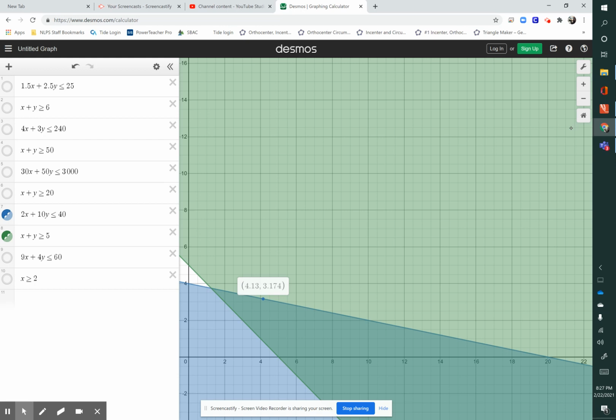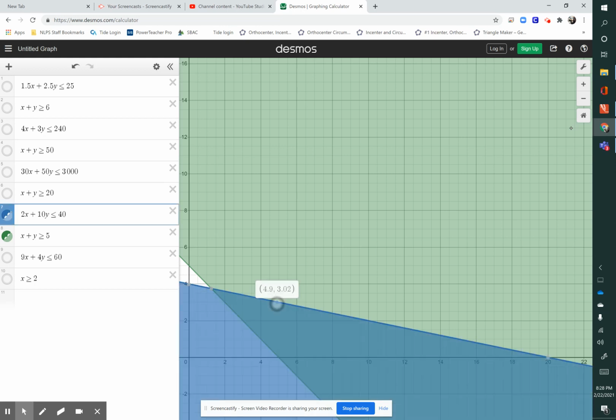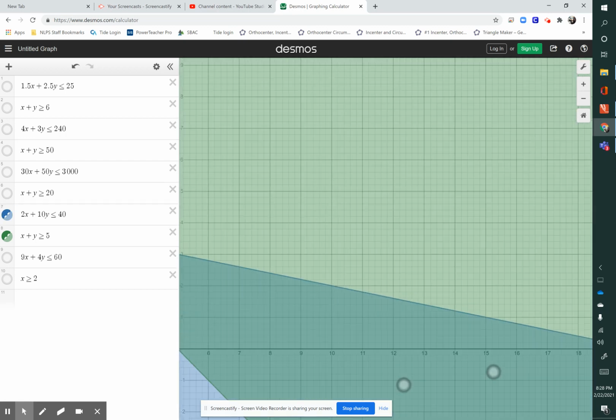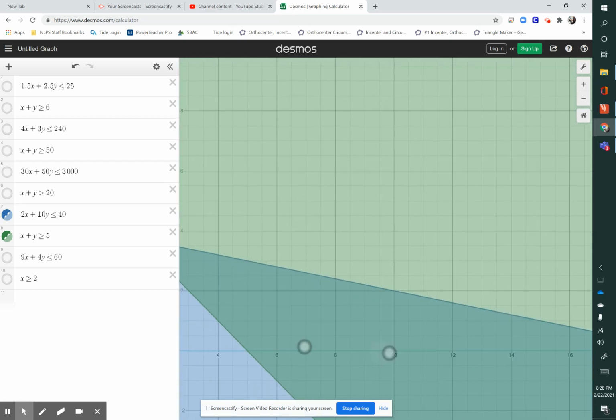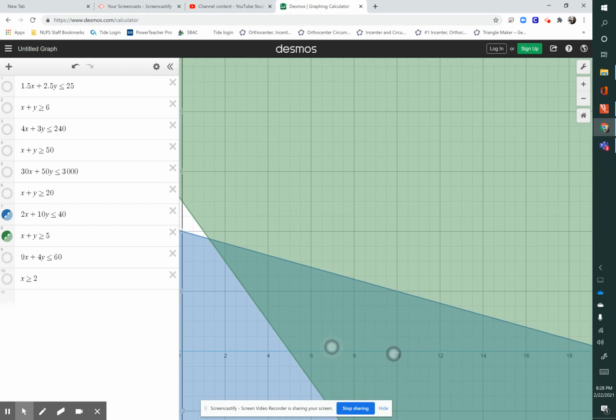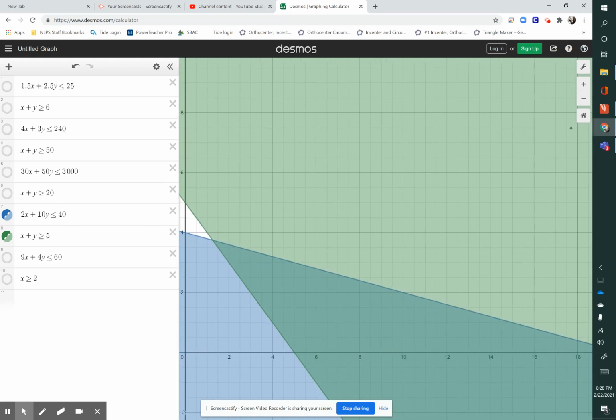So she could make 6 scarves and 2 sweaters, and that would be within the solution area. She could make 3 scarves and 3 sweaters, and that would fall within her solution area, right at the edge of it. She could make 10 scarves all the way up here and 1 sweater, and she would just be within, sorry, where's my 10? There it is. 10 scarves and 1 sweater right here, and that would be within her solution area.